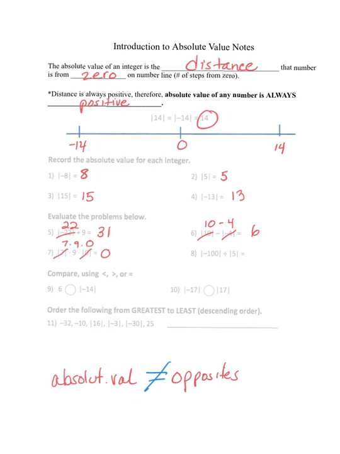The absolute value in number 8 of negative 100 is 100. The absolute value of 5 is 5. And we are dividing, so that comes out to be 20.